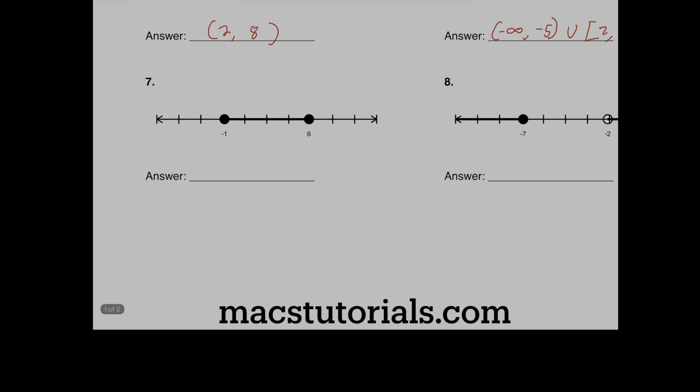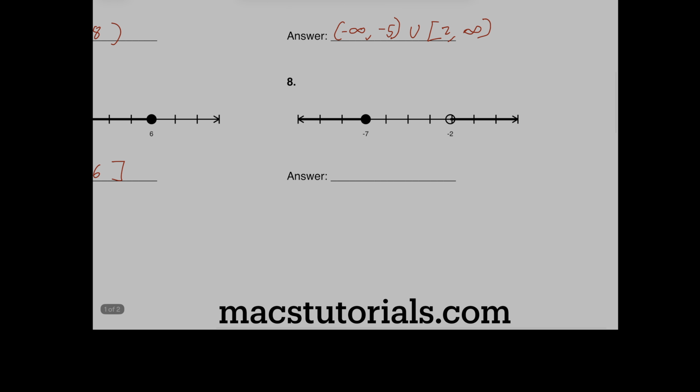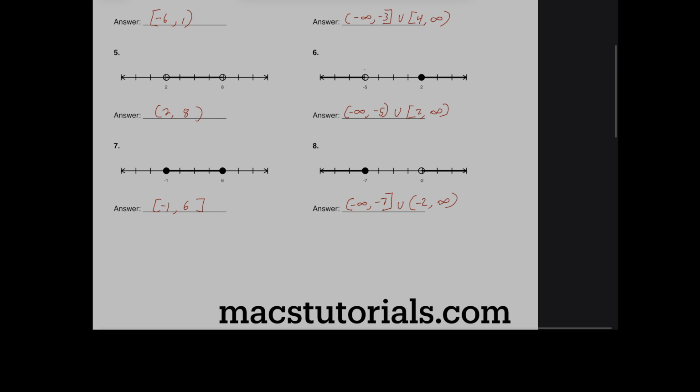Okay, 7, 2 dots means there are going to be 2 brackets. And it's just going to be on the low end -1, and on the high end it's going to be 6. And last one, number 8, this is going to go on to negative infinity. So we do that with a parenthesis, comma, and we're going to bracket that -7 because that's the high end. We're going to union that with a parenthesis, -2, comma, and that's going to go on forever. Okay, and that's basically it, guys.